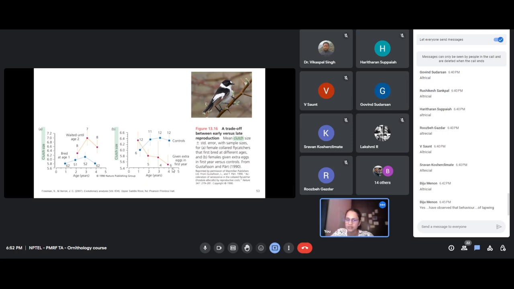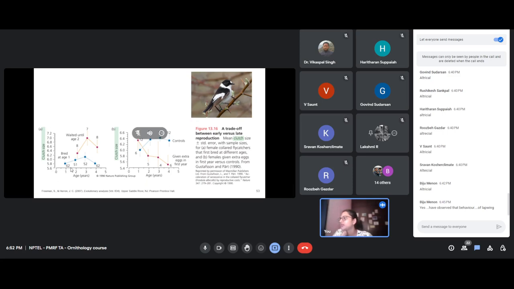Ma'am, could you again explain the first graph? I'm not good at reading graphs. Okay, so basically, in the first graph, what you have is age on the x-axis and clutch size, which is the number of eggs in the breeding season, on the y-axis.